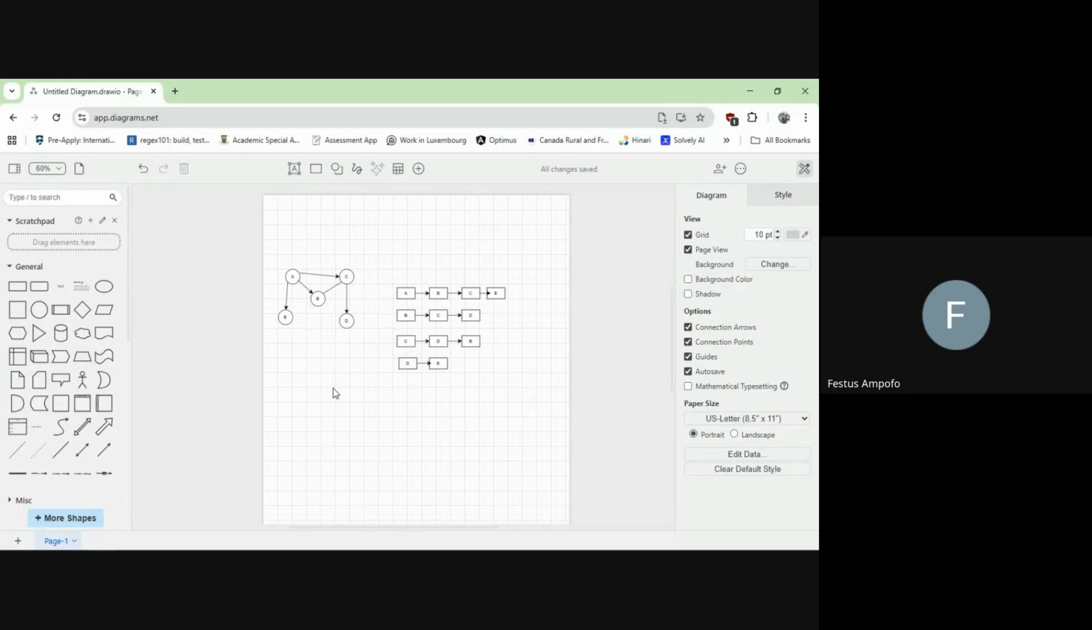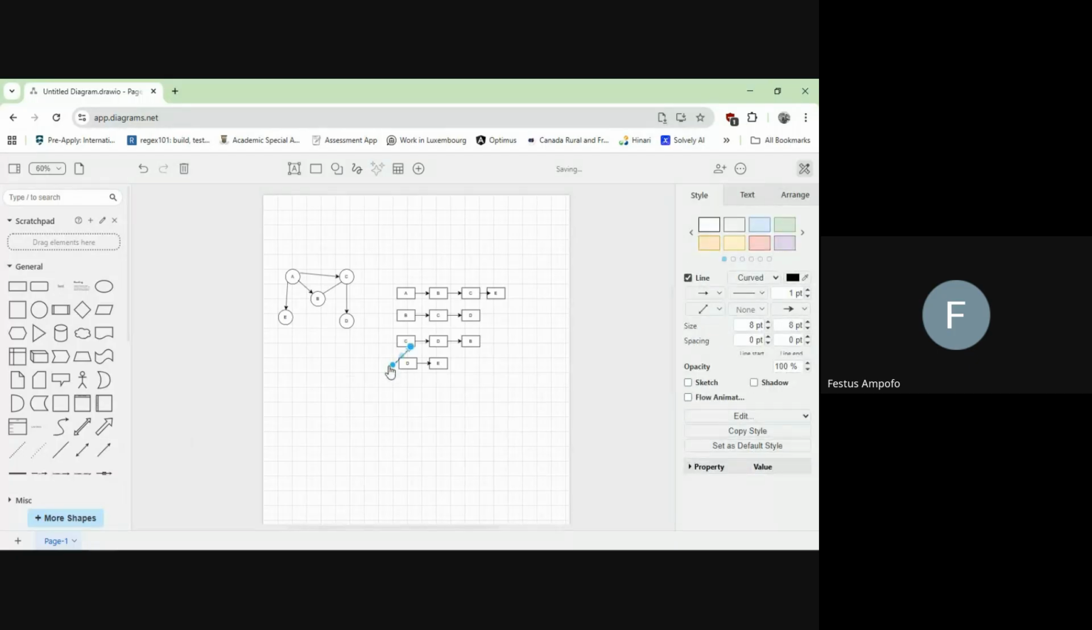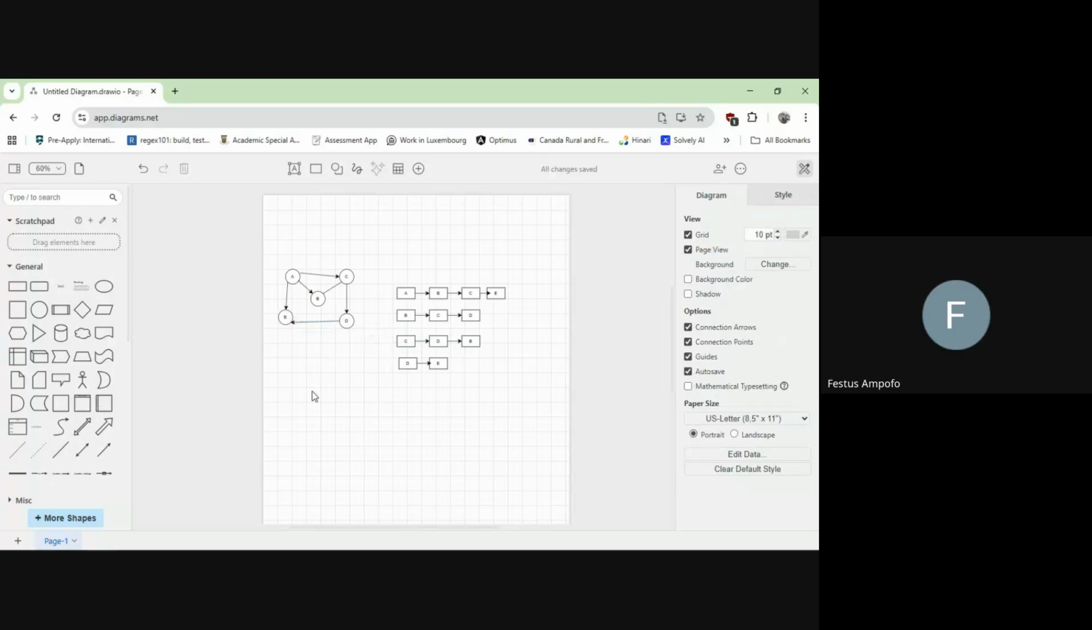Then we have B to E. D to E. With the arrow or without arrow? With arrow. Like this. I'm done. So that's all. Let my colleagues assess me.